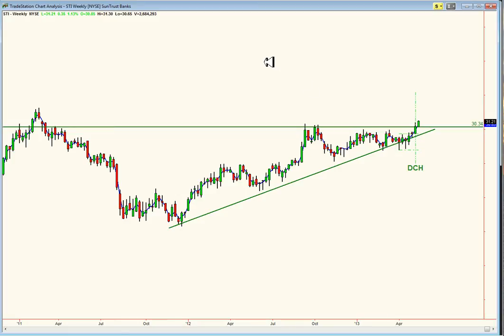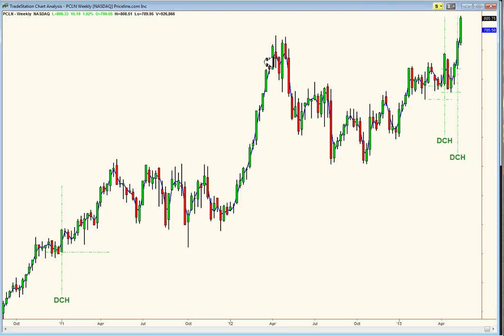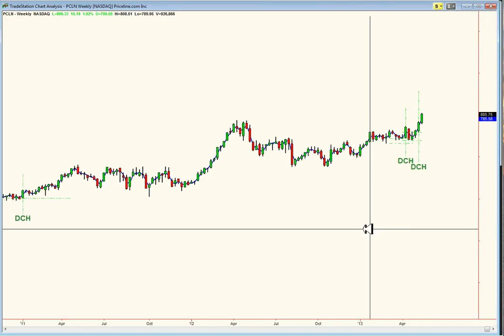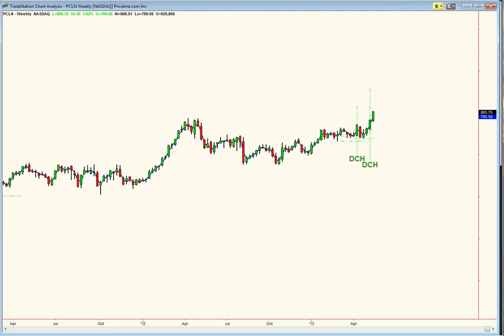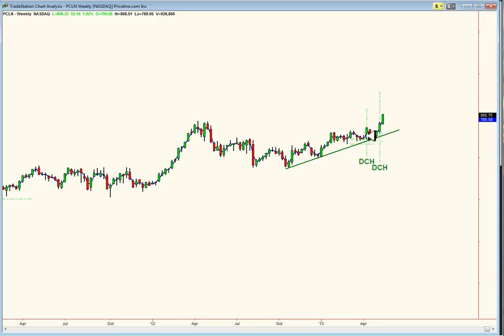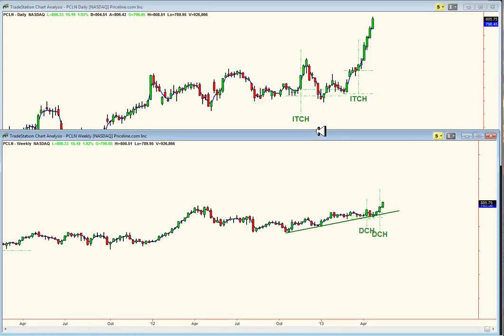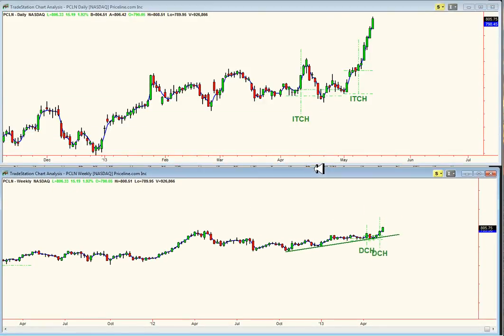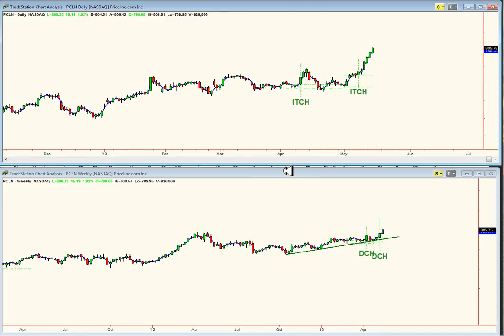And another one that we've actually been discussing in the morning videos is PCLN, Priceline. Had a nice pullback, broke out. First one failed, pulled back, broke out, and you can actually see the ITCH here. Went up for 3 days after that one, but look at this last one, just continues to rocket higher.